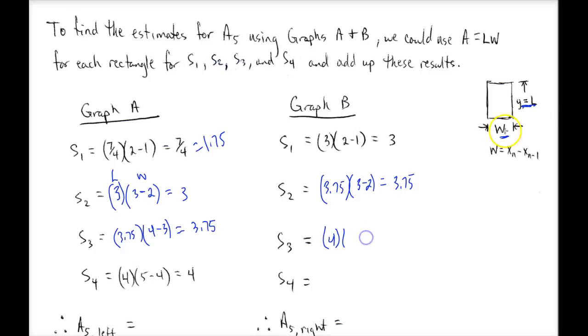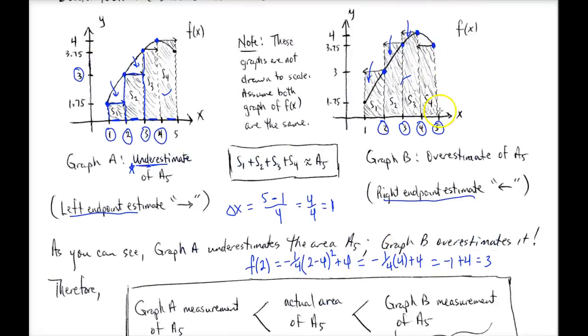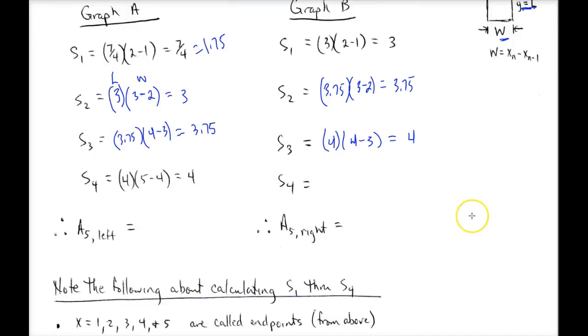Let's get that looking a little better. Which again is 4. And then S sub 4, the last one here, this is what's a little different. So when we let x equals 5, of course the corresponding y value is 3.75. So that is part of what makes that an overestimate. So it'll be 5 minus 4 there, and that's just 3.75.